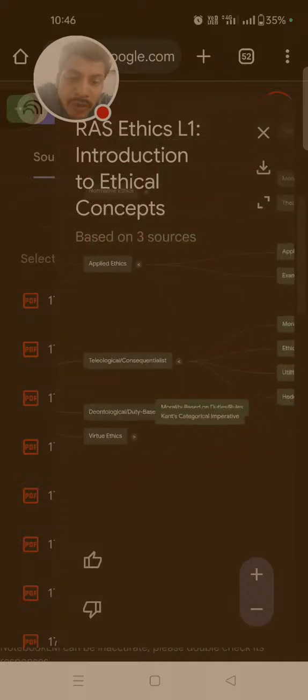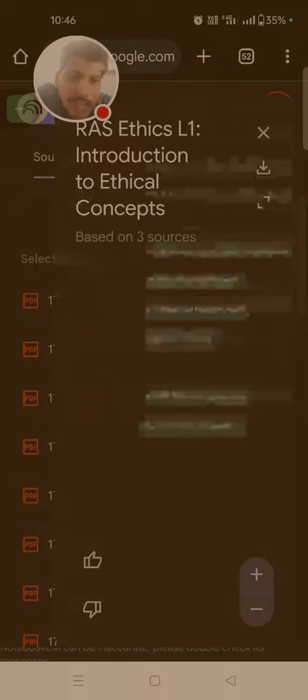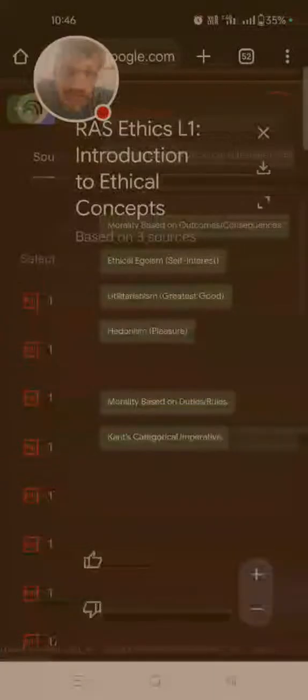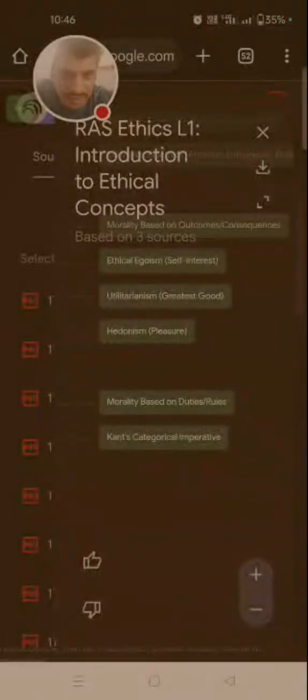Then comes the deontological, duty based. Morality is based on duty and rules. And Kant's categorical imperative is the key in the deontological study.